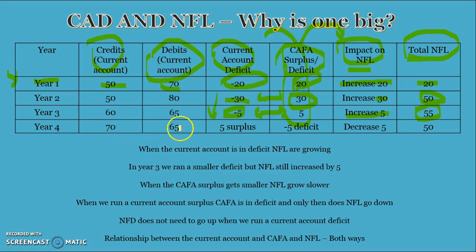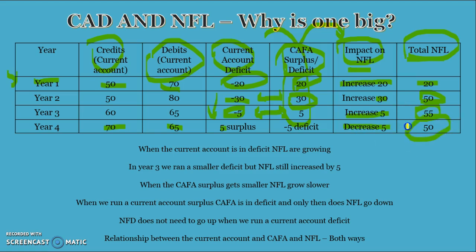In the last year, we finally run a current account surplus, which we don't do in Australia, but hypothetically if we run a current account surplus of 5, that means we actually have a deficit in the capital and financial account, which means the capital outflow is now exceeding capital inflow, and that's when we'll have a decrease in our net foreign liabilities.